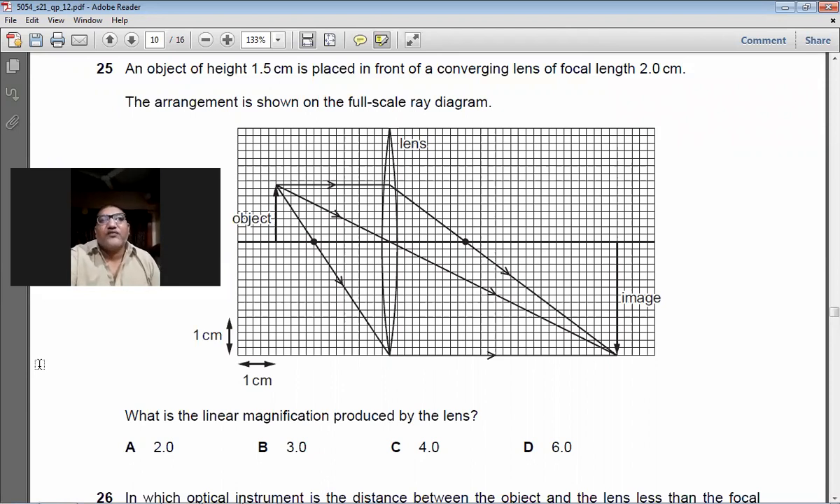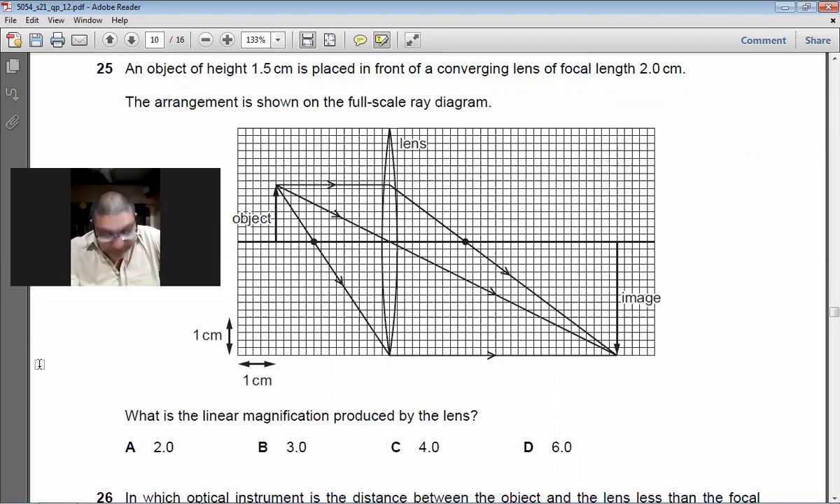An object of height 1.5 centimeter is placed in front of a converging lens of focal length 2 centimeter. The arrangement is shown on the full scale ray diagram, so 1 centimeter here is equal to 1 centimeter. What is the linear magnification produced by the lens?